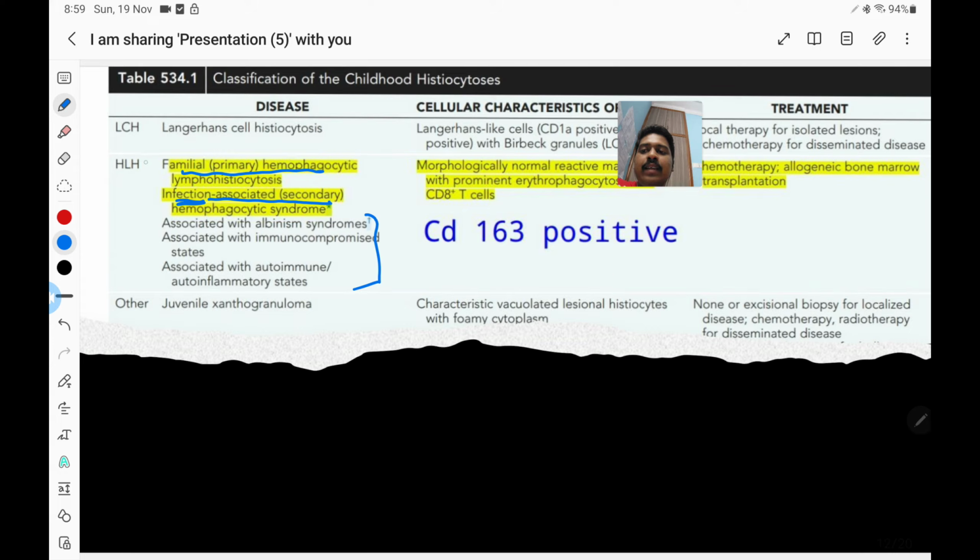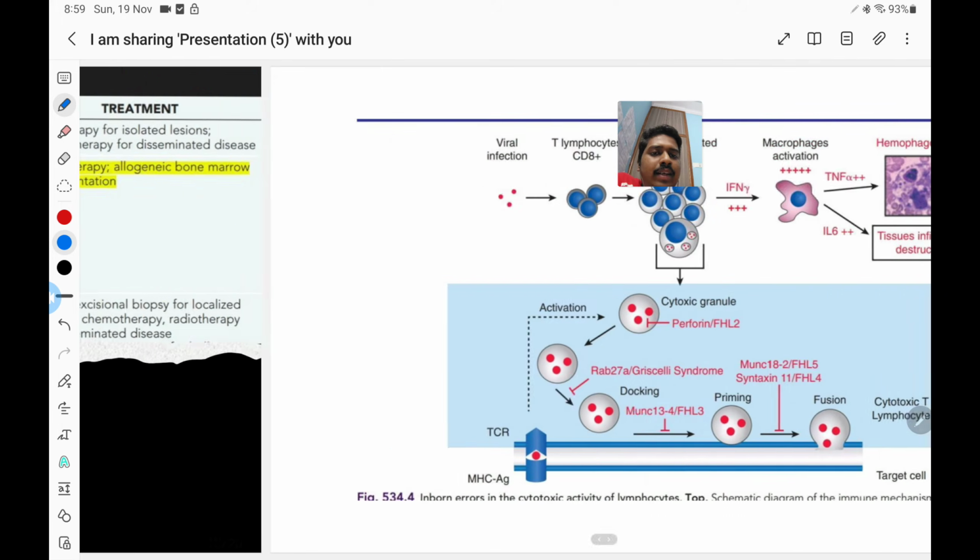This HLH comes under a category known as childhood histiocytosis, where one more common thing which you will see is Langerhans cell histiocytosis, if you remember. So primary and secondary HLH, what is the need to differentiate it, we'll see in the later part of the video, and what is this primary and secondary, we'll see it now.